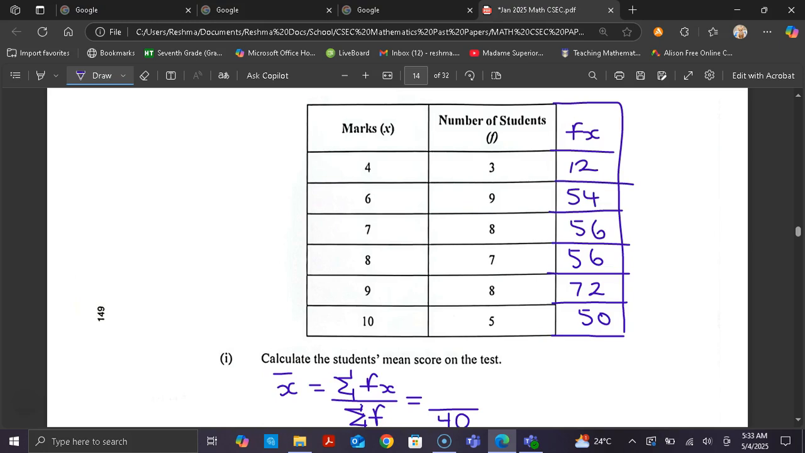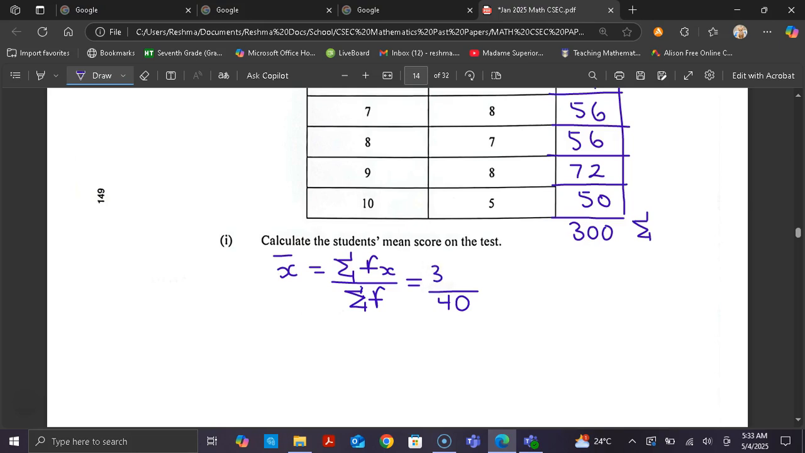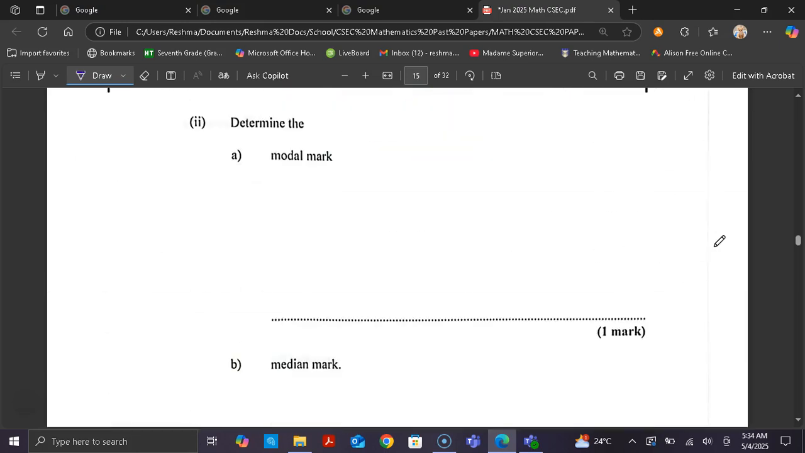So now I'm just going to use my calculator to calculate the sum of those values. So we have 12 plus 54 plus 56 plus 72 plus 50, and that gives my sum to be 300. So therefore the mean will be 300 divided by 40, which will give 7.5. Okay, so that's the student's mean score on the test. Let's go on to part 2.